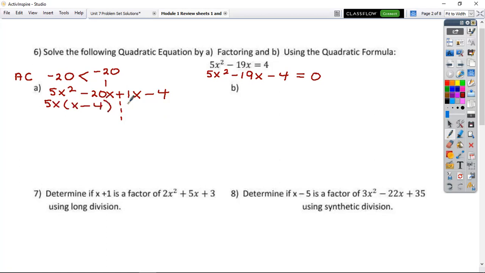Go over to the other side. What do I have to take out of this side? A 1, and then I'm left with x minus 4. Okay, so I have the factor 5x plus 1 on the left, and x minus 4 on the right. And then you T-chart, solve, done.